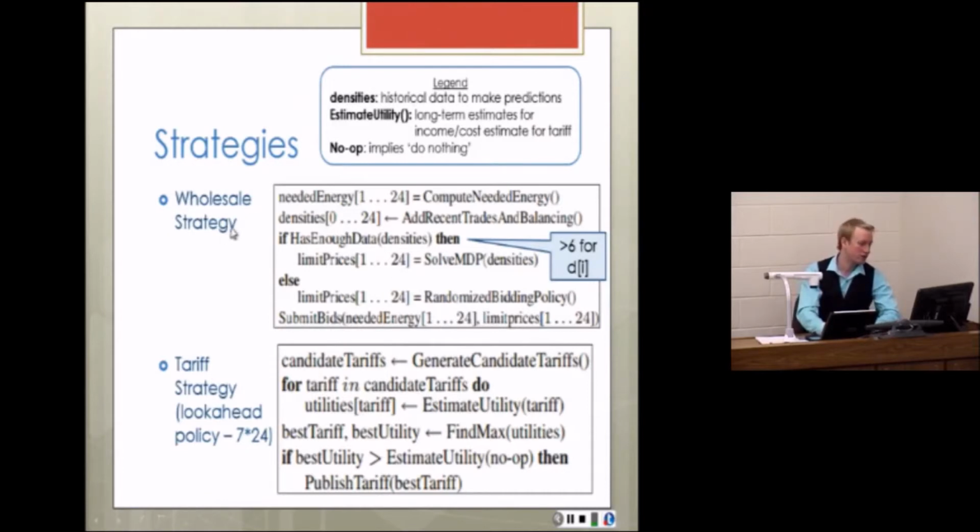So these are the strategies I mentioned: wholesale strategy and tariff strategy. I didn't want to put the pseudocode in here, so I just put this because this is a very generalized version of it.